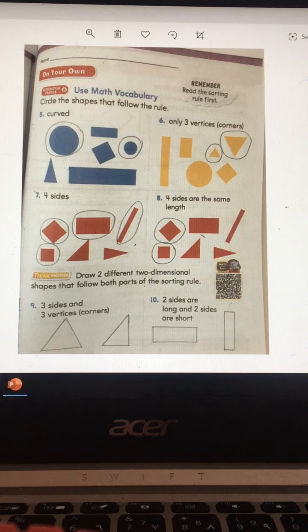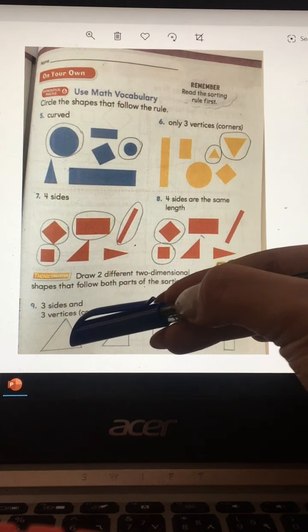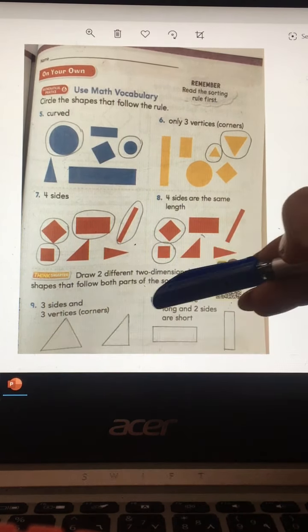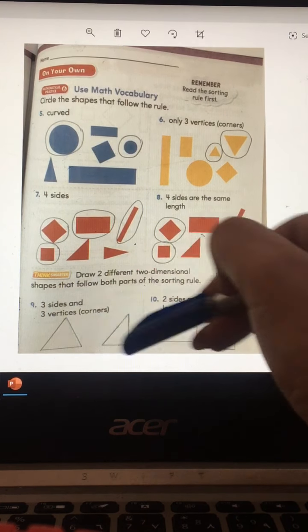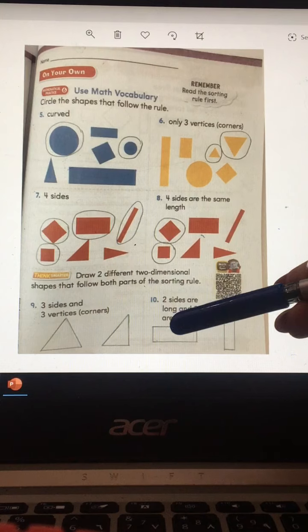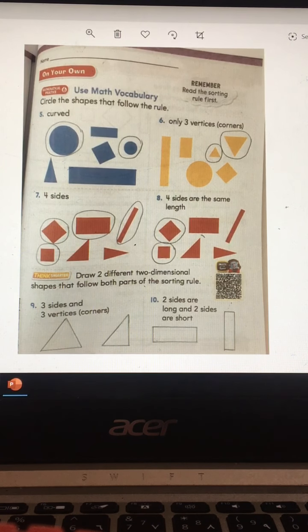Let's now move to number 9. 3 sides and 3 vertices. He is asking me to draw 2 different shapes that have 3 sides and 3 vertices. As we all know, the triangle has 3 sides and 3 vertices, so I'm going to draw a triangle here. I drew this triangle, and I also drew this triangle. They are both triangles but in different shapes.